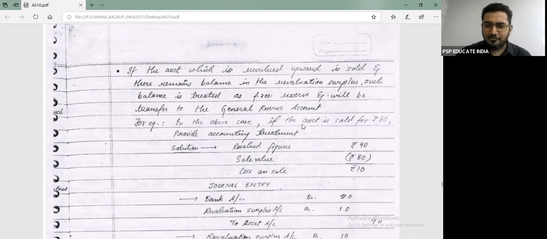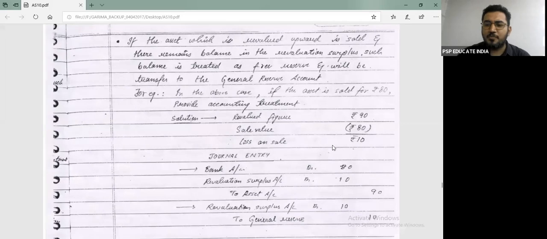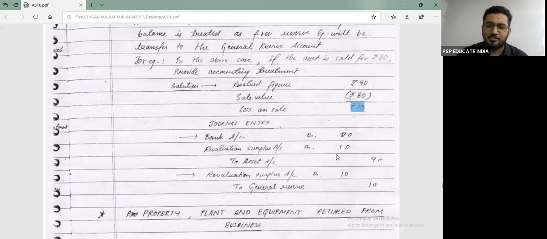In the above case, if the asset is sold for 80, let's see the accounting treatment. Now, this is exactly similar to the example that I have given you. And if you have understood this, solving this will be very easy for you. Let's understand it. My revalued figure is 90 and my sale value is 80. So what's my loss? My loss is 10 rupees. 10 rupees is what I'm going to adjust from the revaluation surplus.